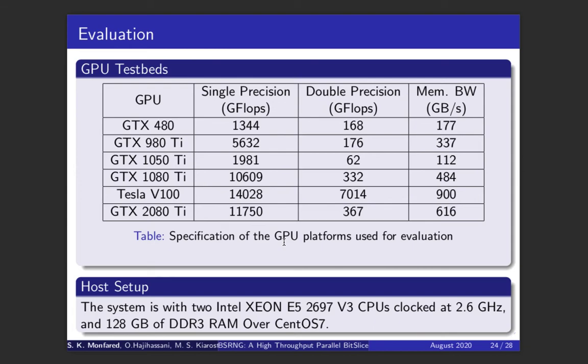So this is the GPU testbed that we have used. We have used 6 different GPUs. The computational power in terms of single precision and double precision, as well as memory bandwidth, are shown in the table. And for the host setup, we have used a conventional Xeon E5 CPU.